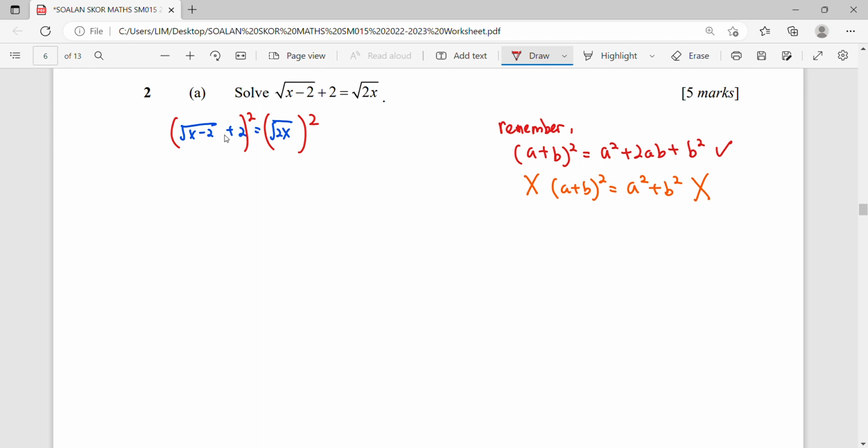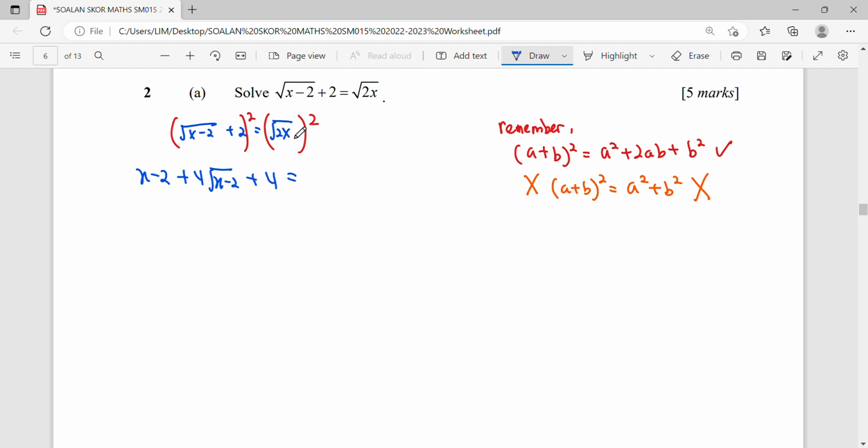And when you want to expand, remember this: when you want to expand a two term binomial, you are having three terms when you expand. It's not that a square and b square only. So you should be having a square. So if I give you x minus 2, then 2ab, 2 times the front times the back, so it becomes negative 4x. Then b square, the back here square, giving 4. So that is a correct way to square both sides.